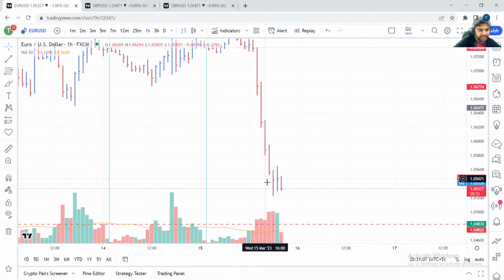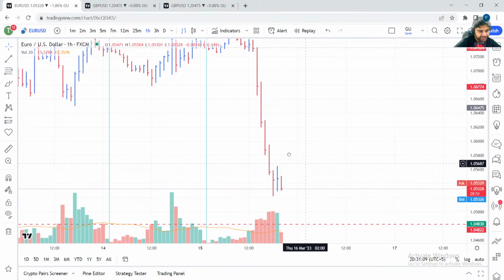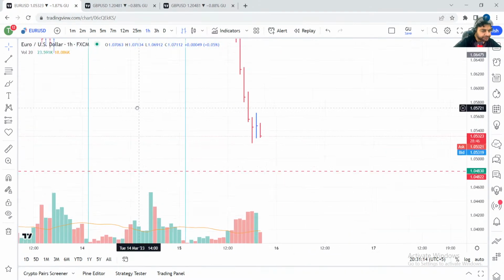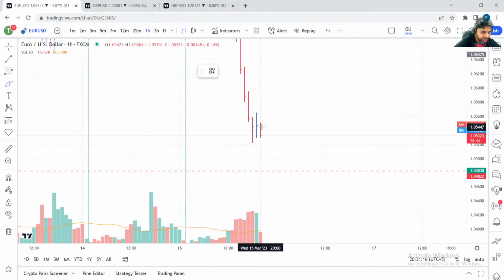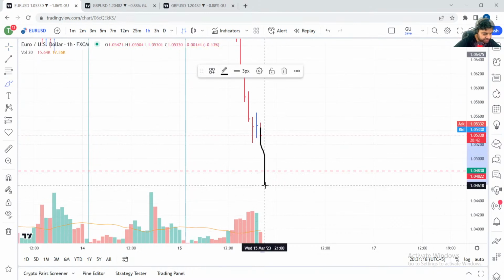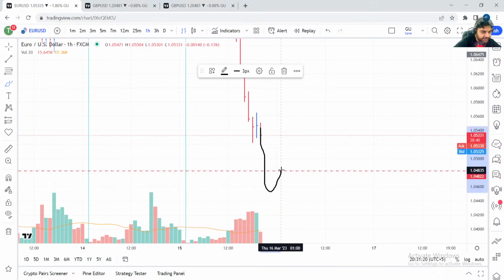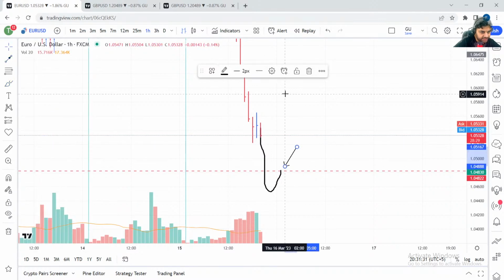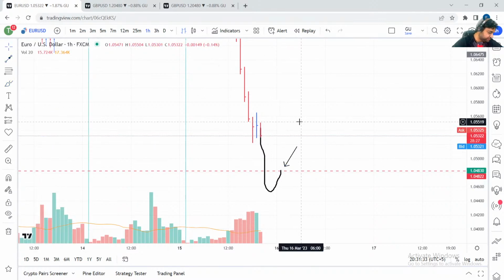Guys, I don't see any trade in the Euro USD yet. So what I will do is, maybe this is a support level. I will wait for the market. If it goes down and then comes up again, and if I see an ND or ERM or upthrust over here, then I will sell. Otherwise, there is no trade yet.